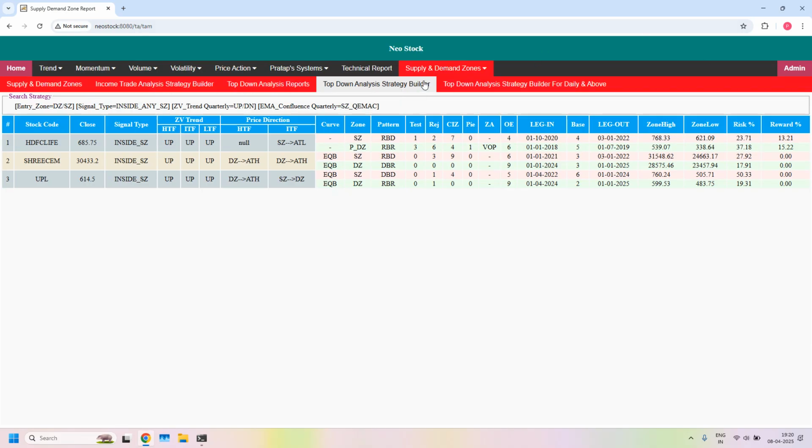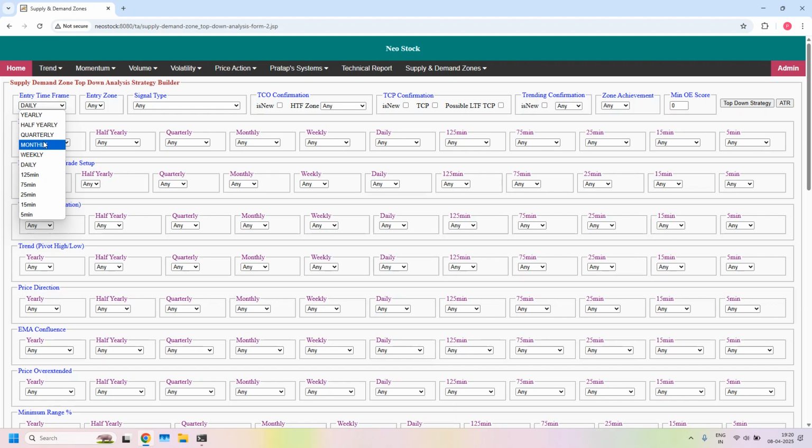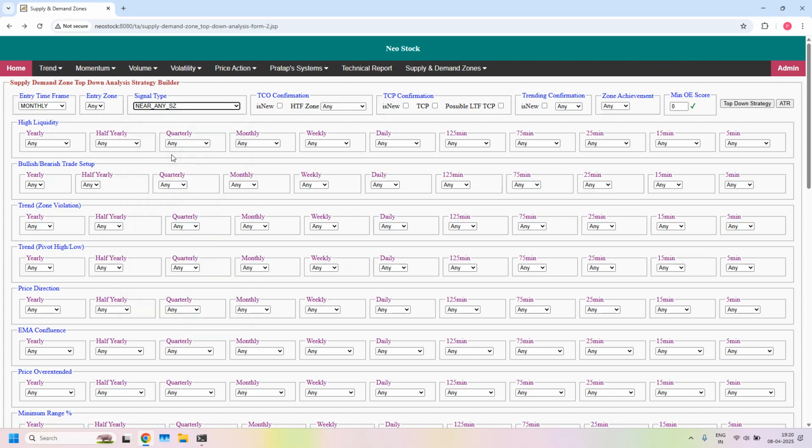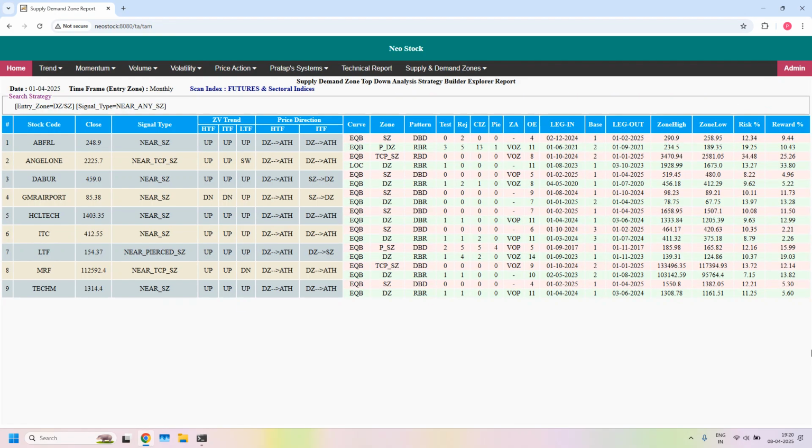Next time frame is monthly. Stocks near monthly demand zone. We got 8 stocks. Next, stocks near monthly supply zone, we got 9 stocks.